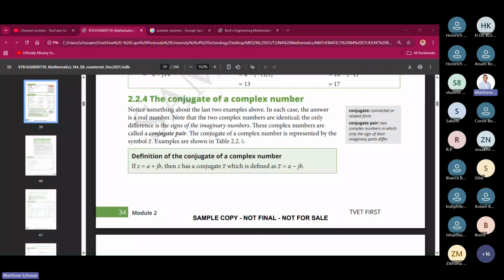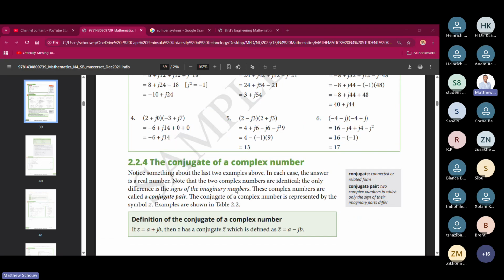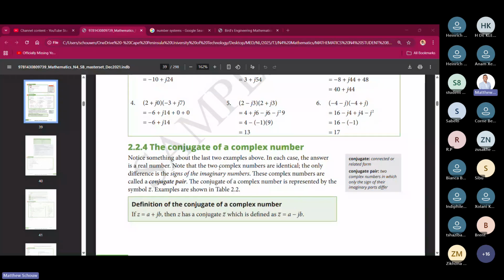Yes, sir. Okay, cool. So now let's talk about this conjugate, and they're talking about these last 2 examples. They're saying, note that the 2 complex numbers are identical, just the signs are different. There's a -2 -j3 and 2 plus j3. So they say what that pair is called: they're called the conjugate pair.